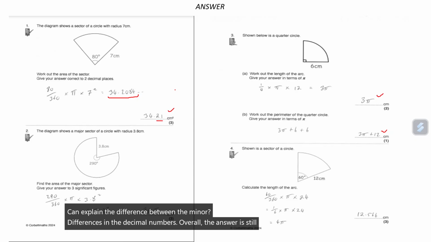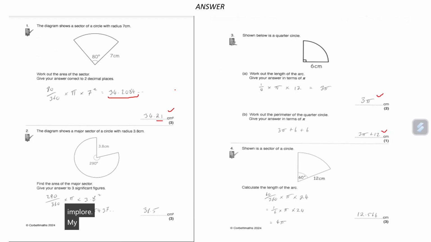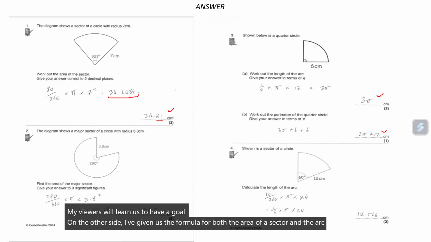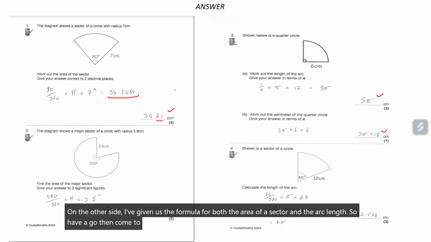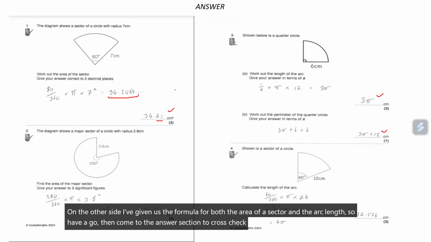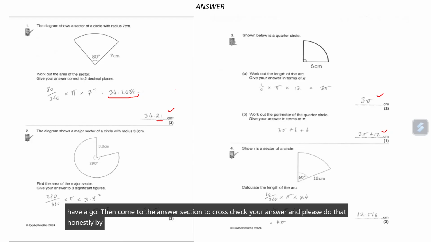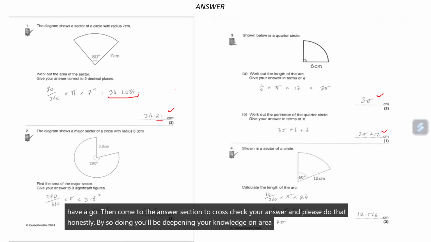So thank you very much. I implore my viewers or learners to have a go on the other side. I've given us the formula for both the area of a sector and the arc length. So have a go, then come to the answer session to cross-check your answer. Please do that honestly. By so doing, you will be deepening your knowledge on area of a sector.